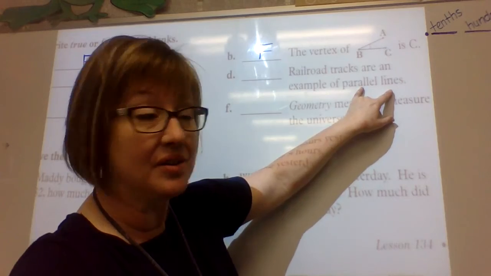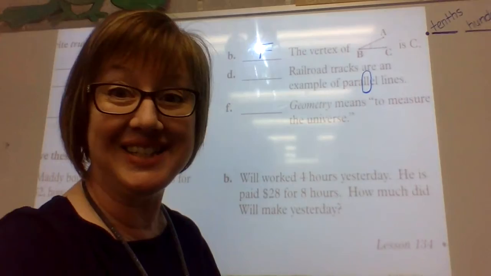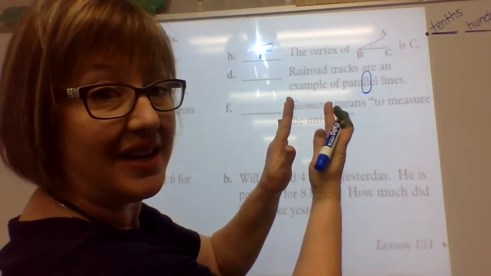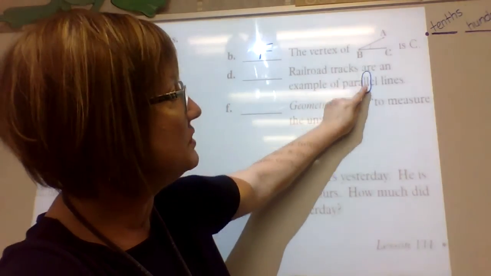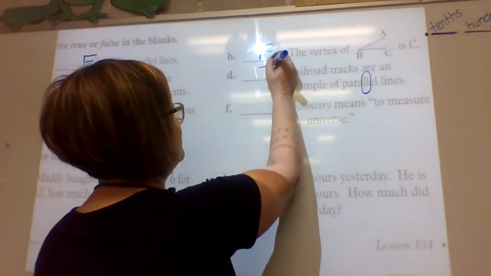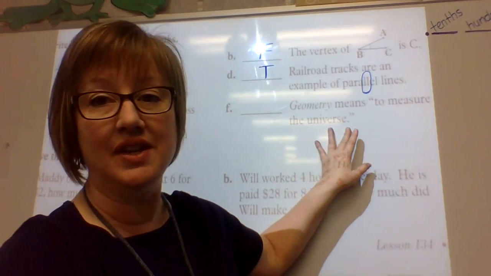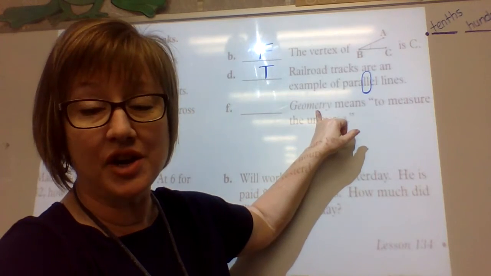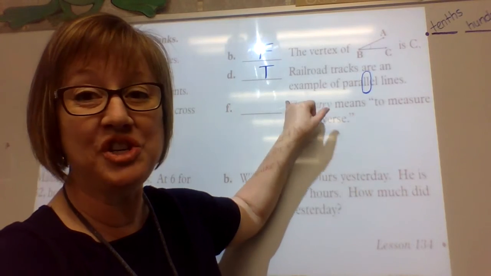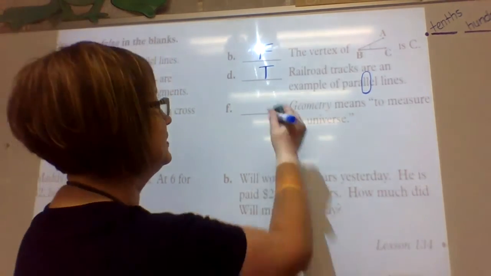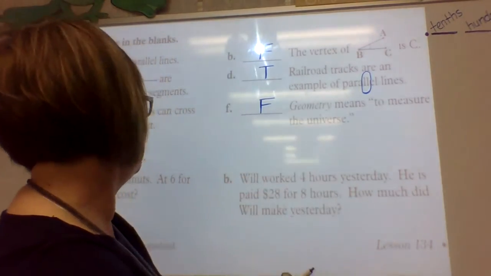And you know what? I learned one year, I thought about this. The word parallel has two parallel lines in it. Those L's stand exactly side by side and make parallel lines in the word parallel. Okay, so are those good examples of railroad tracks? Yep. Okay, and geometry means to measure the universe. Metry was measure, metrics measure, was geo the universe? No, geo meant earth. So this is false. We're not measuring the universe, just the earth.